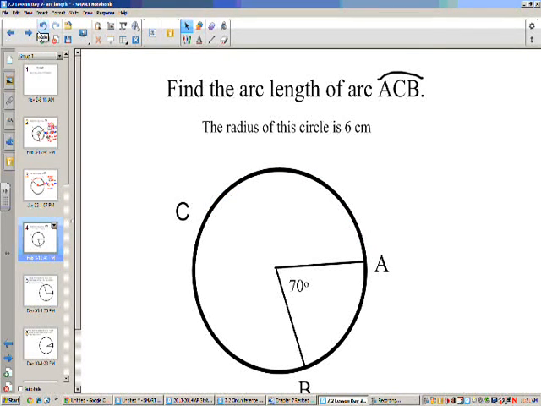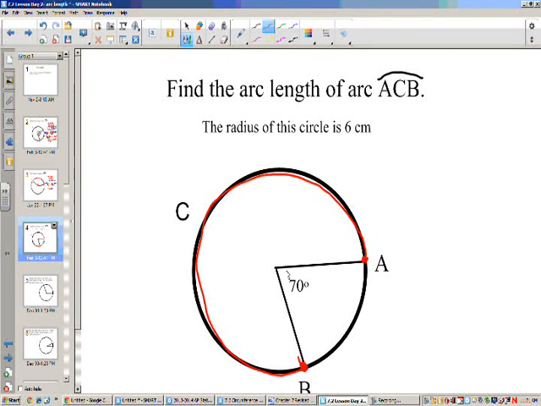Now it says find the arc length of ACB. Now this is tricky because this is not a minor arc anymore. ACB means you start at A, you go around the circle here, keep going until you get to B.